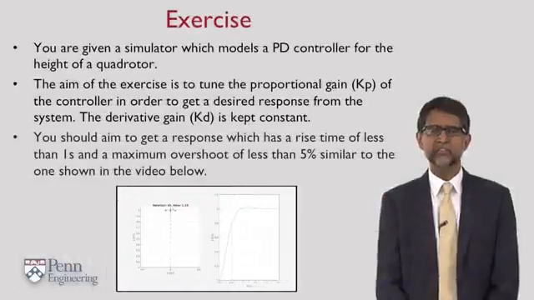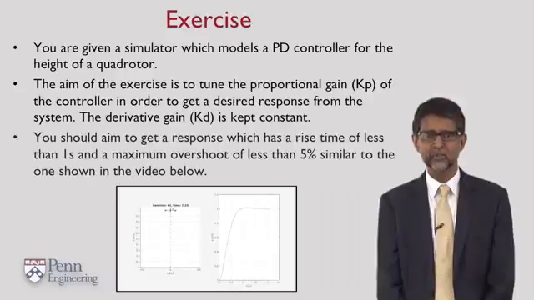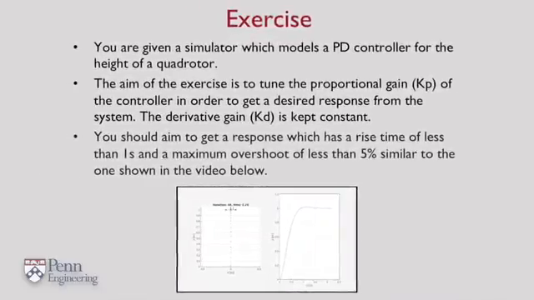In order to get a feel for these different terms in the controller, here's a simple exercise. You have a simulator of the system that you just saw. Try to play around with the two gains K sub P and K sub V to achieve a simple goal, which is to get a desired response in which the rise time, in other words, the time taken to get to the desired position, is reasonably short, and the overshoot is kept below some modest value.